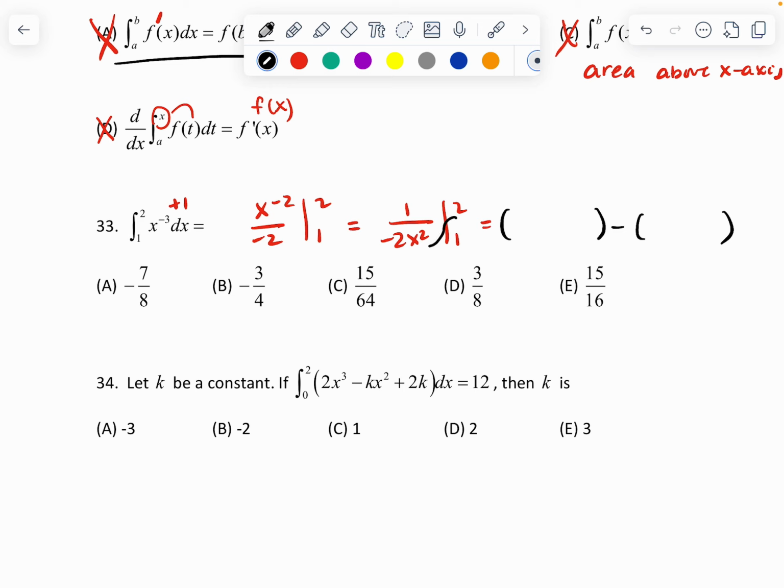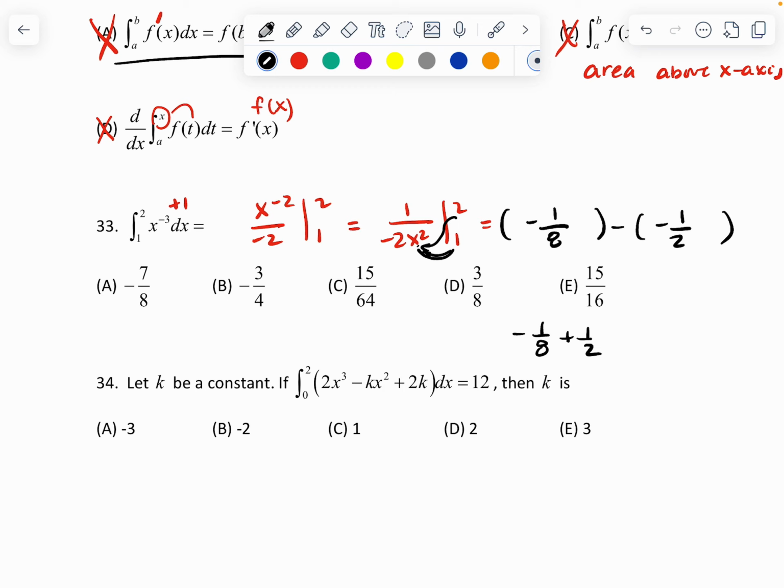If I plug in the 2, that's going to be -1 over 2 squared, which is 4. 4 times 2 is 8. And if I plug in the 1, I'm going to get -1 over 2, and then 1 squared is 1. 1 times 2 is 2. So this is really -1 over 8 plus 1 over 2.